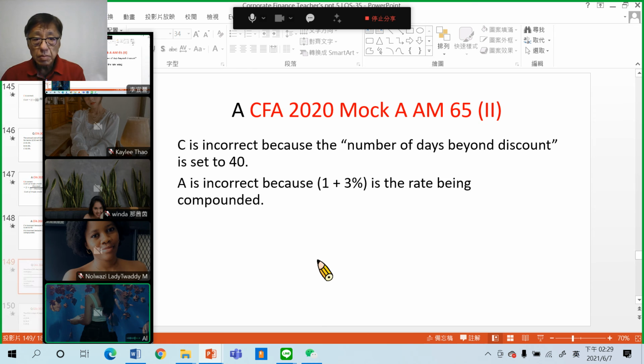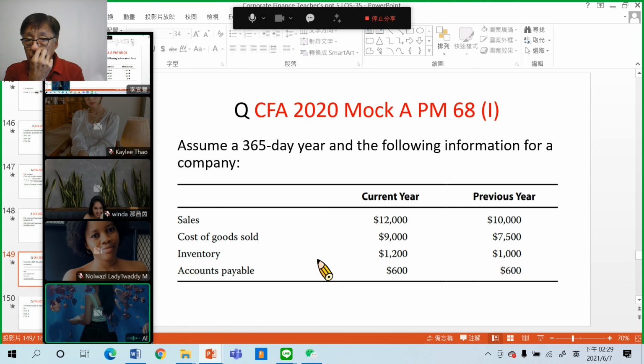Okay, the next slide will go to Kaylee. Okay, my name is Kaylee and I'm going to present this slide. Assume a 365-day year and the following information for the company. We have 2 years, the current year and the previous year. Sales are 12,000 and 10,000. Cost of goods sold is 9,000 and 7,500. Inventory is 1,200 and 1,000. Accounts payable is 600 for both.